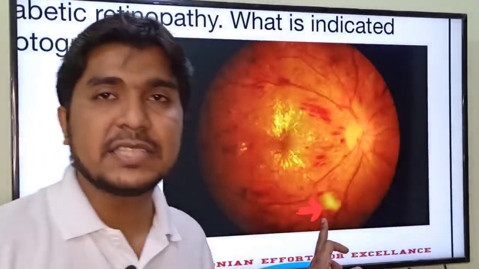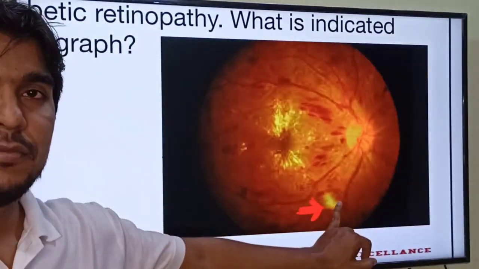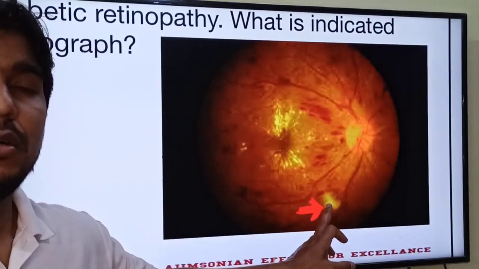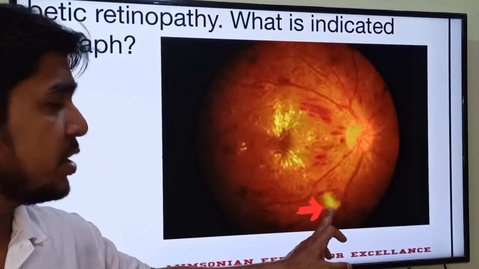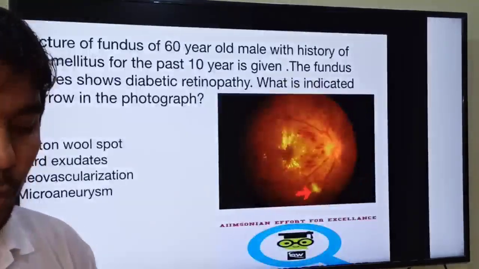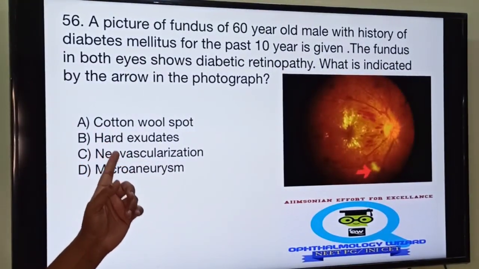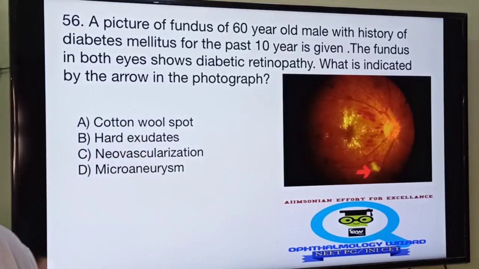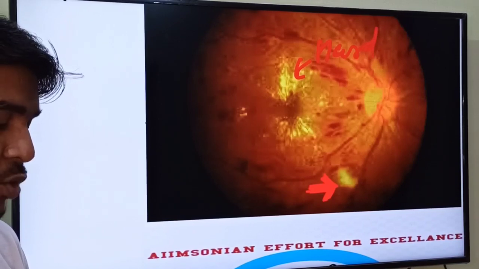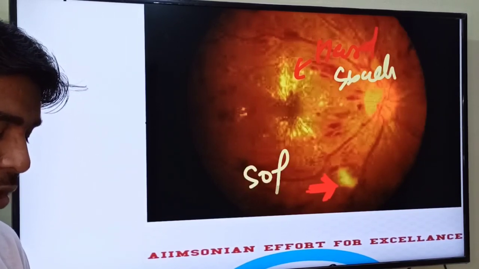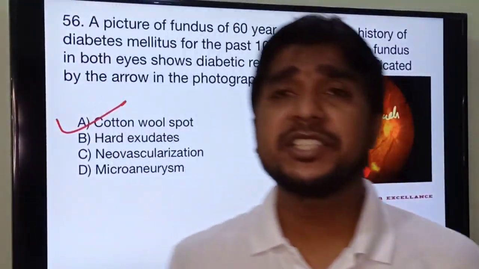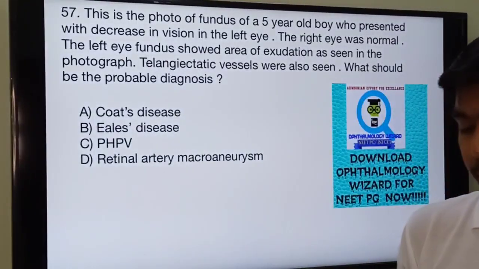What does this arrow indicate? See, this is the yellow lesion, like a lipid deposition maybe, but the margin is not so distinct. If the margin is not so distinct and the lesions are fluffy, it is usually what? Cotton wool spots, hard exudate, neovascular? Obviously cotton wool spot. This is hard exudate. This is soft exudate. This has been asked in the examination multiple times previously.